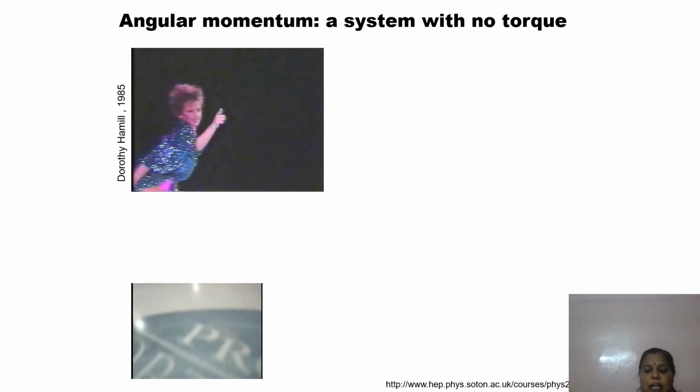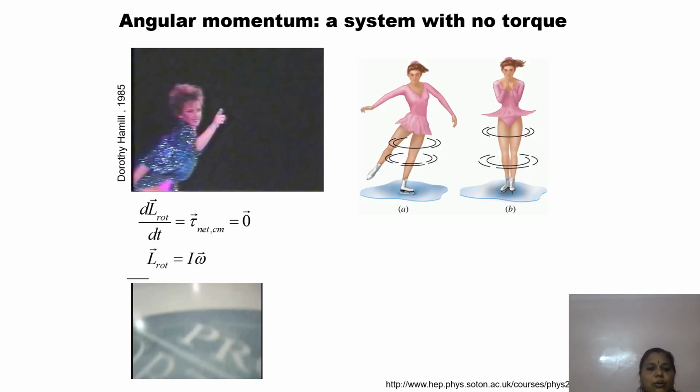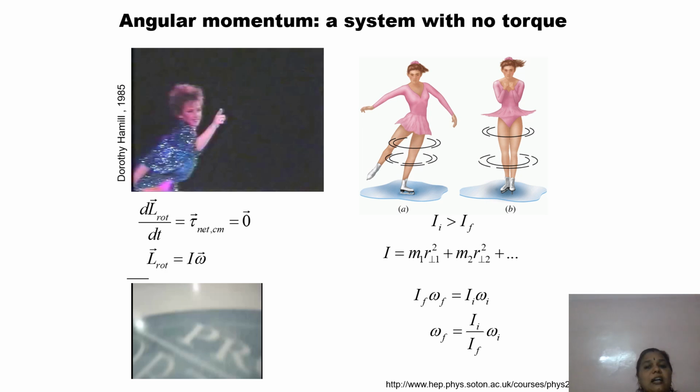So again, angular momentum is conserved in a system with no torque. Here is an example for you to have a better understanding. The similar example: the skater who has an initial moment of inertia greater than the final. How come? As we said, the angular momentum remains constant. So dL by dt is 0, which means that L remains constant. What is L? L is nothing but I omega.